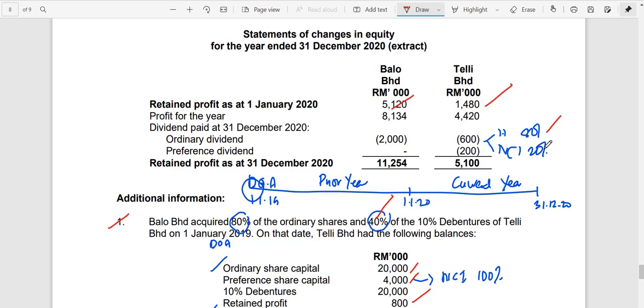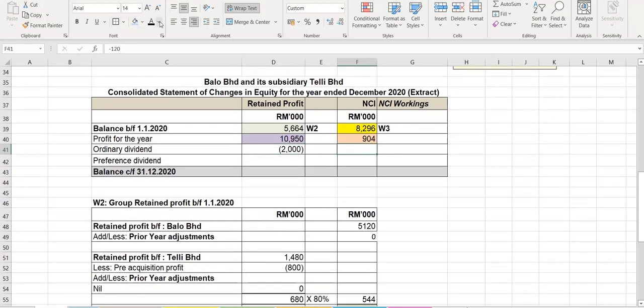That has been eliminated, but you will see that the remaining 20% will still be reported because this is the one related to the non-controlling interest. Same goes for the preference dividend. It will report all 100% here because all 100% is the non-controlling interest for the preference shares. So let's look at the consolidated statement of changes in equity here. So here on this side, you have to report 120 because that is 600 times the NCI percentage in ordinary shares. And for the preference dividend, you will report all 100%, that is 200. And for this amount, there is no preference dividend declared by the parent. If there is any preference dividend declared by the parent, you need to include it.